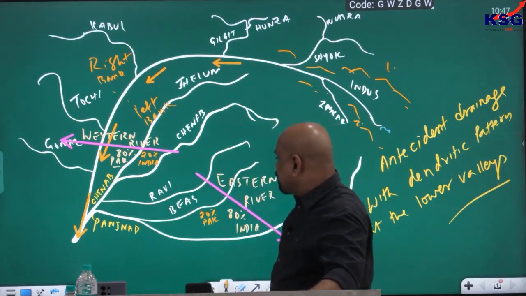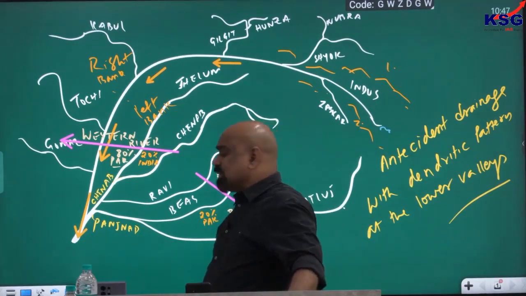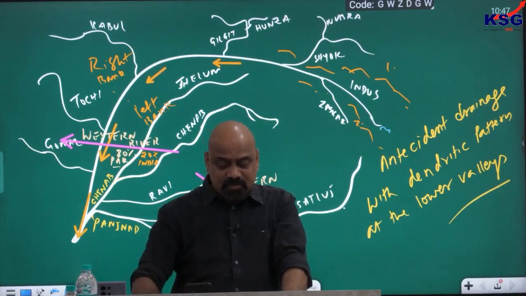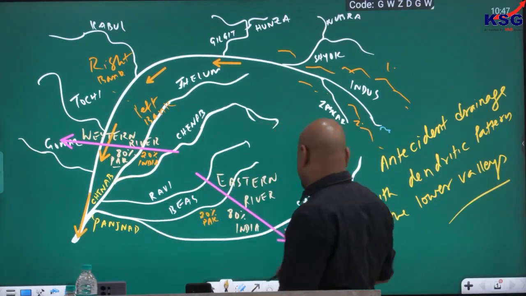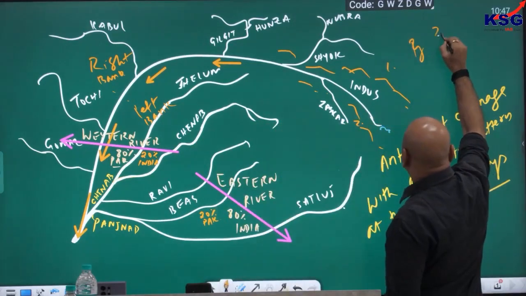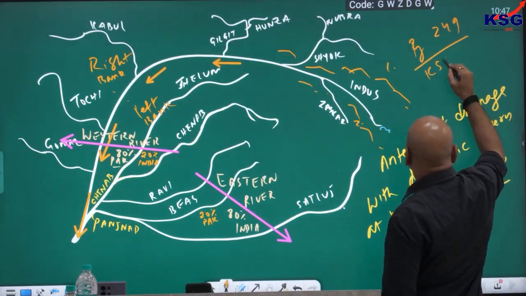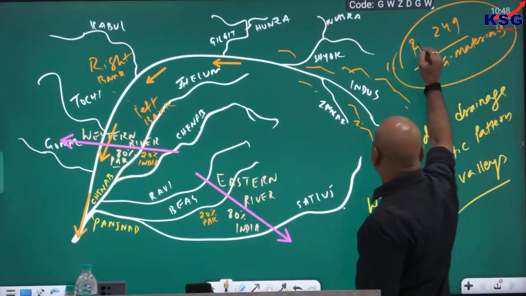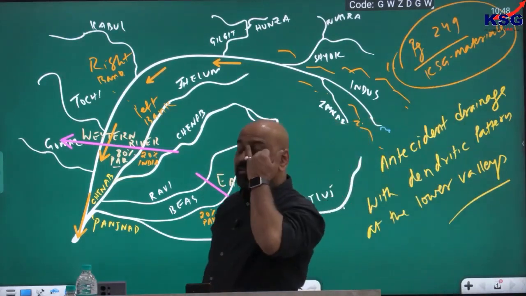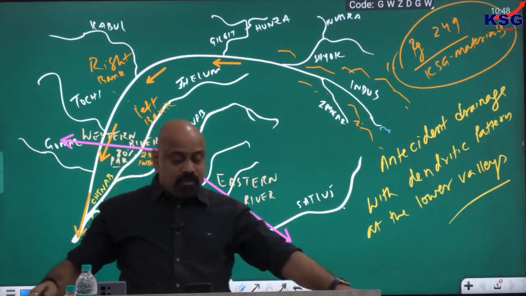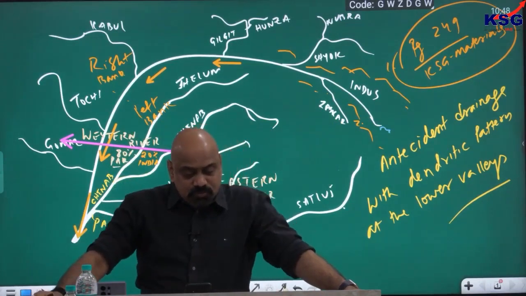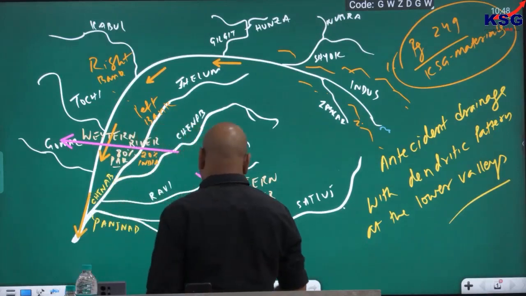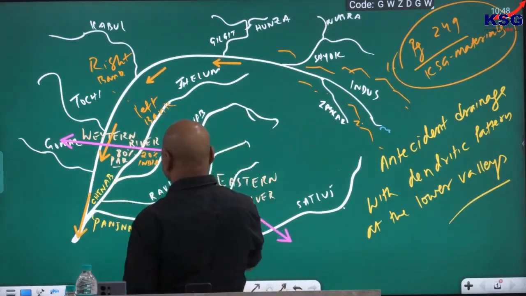Eastern River is unrestricted use, and 20%. Pakistan is asking for this. And have you seen this in your material? We have given it, the page number is 249, KSG material page 249. Indus Water Treaty, you read these things, you will get it. Unrestricted use. So Pakistan's demand is 20% with unrestricted use, and here it is 80%.